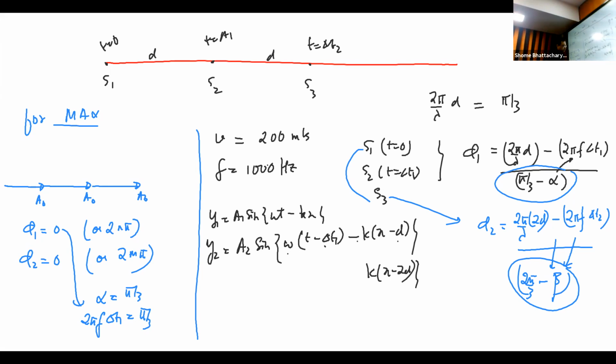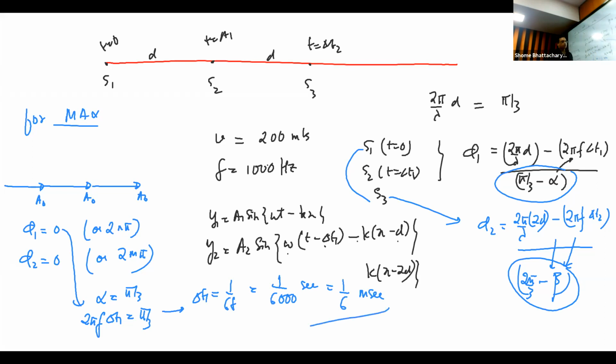Okay, so from this you can see that we will get the value of delta t1 as 1 by 6f. That is 1 upon 6,000 seconds, which is the same thing as 1/6 of a millisecond. Now you can see from here, beta should be double of alpha if you want phi2 to become 0. So beta should be 1/3 of a millisecond.